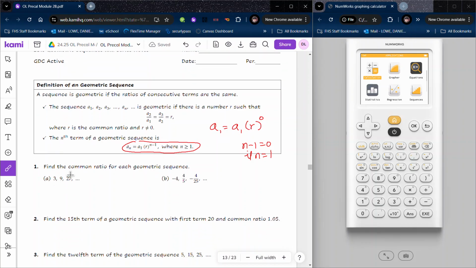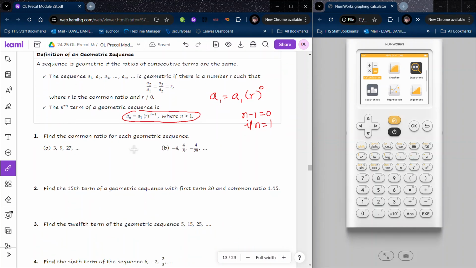So let's look at some examples. Find the common ratio for each geometric sequence. So we're told this is geometric. So I'm going to look at the ratio between the two terms. So to get from 3 to 9 and from 9 to 27, I know I'm multiplying by 3. Therefore, my common ratio is 3.